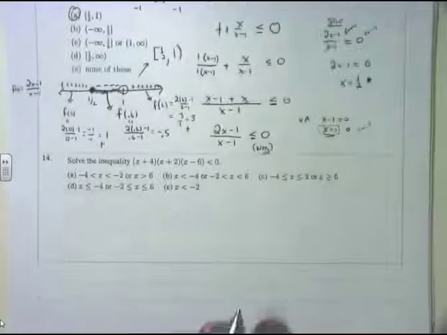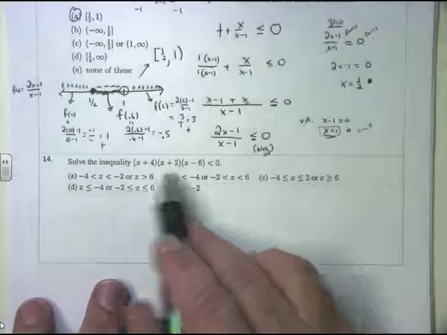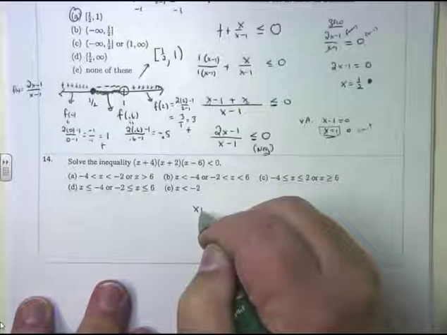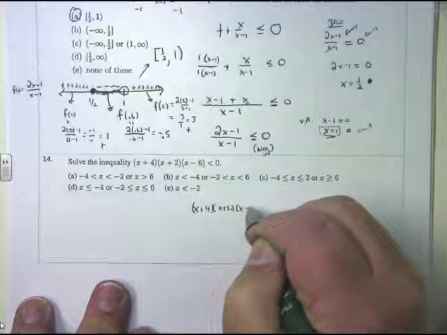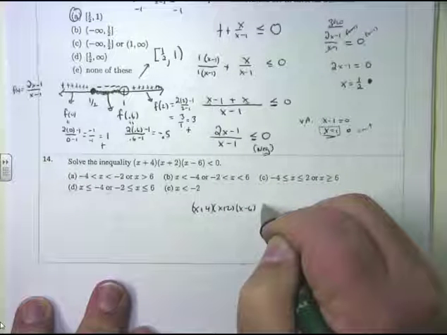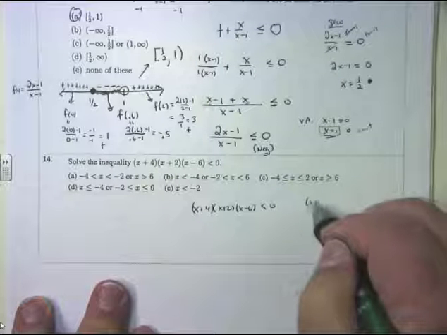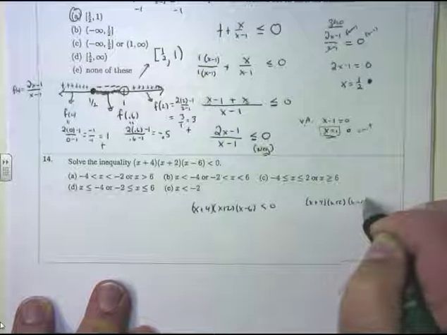Here's another inequality. I'm going to do it the same way, but this one I didn't have to work so much algebra on the common denominator fractions. They went ahead and were nice enough to actually factor it for me. So I have x plus 4 times x plus 2 times x minus 6 is less than 0. First thing I'm going to do is find my zeros, so I take x plus 4 times x plus 2 times x minus 6 and set it equal to 0.